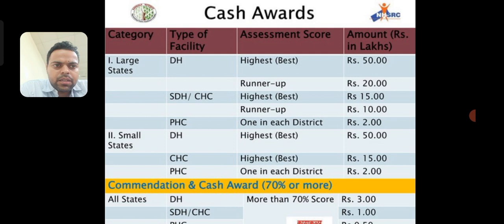Then the commendation cash award for facilities with more than 70% score is rupees 3 lakh for district hospitals, and for CHC there is 1 lakh amount. The best award by hospital is given by the Kayakalp team. So these are the cash awards in Kayakalp.